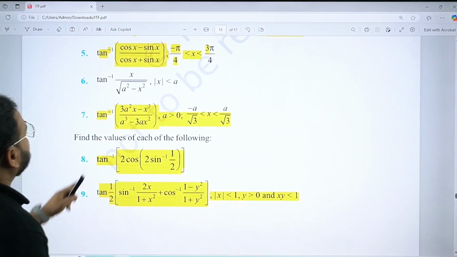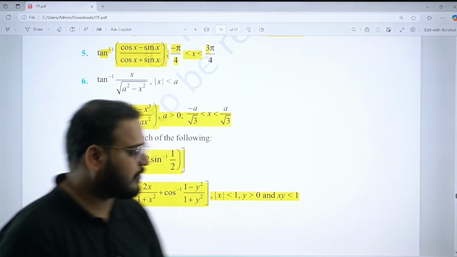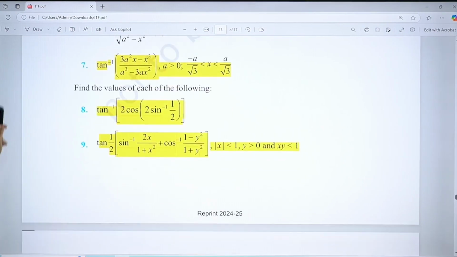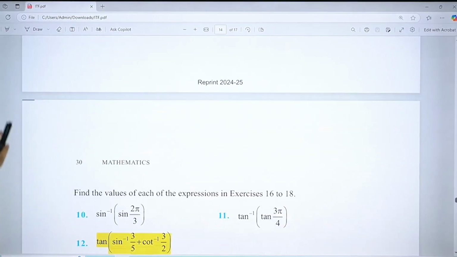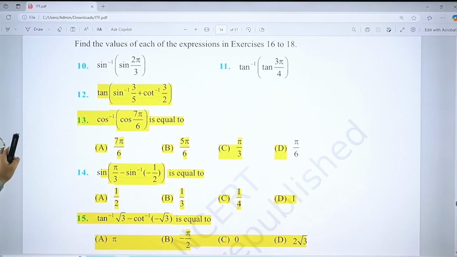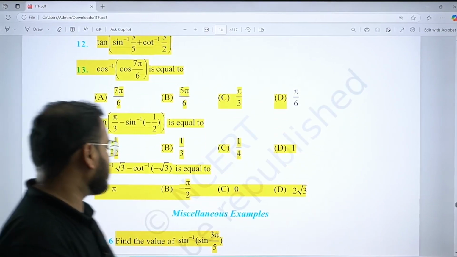Okay, chaliye. I've done some of these questions in my classes. Not all of it, but I have done most of it. Okay, 7, 8, 9. I know you can solve it. Please solve it. Now we go to question number 12. Question number 13 is a PYQ. Question number 14 also is a PYQ, and question number 15. So 12, 13, 14, 15, all these questions have to be solved.